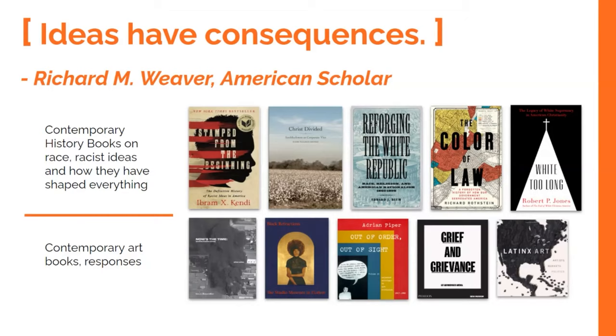And really, we're going to start off here just talking about contemporary history books on race and racist ideas and how they've shaped everything. All right, so this book, it's really long, but it's going to be very difficult to put down. And when I started reading books like this, to be quite honest, I went through this period of mourning. I had to go through this period of mourning.